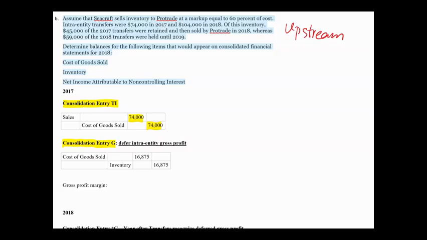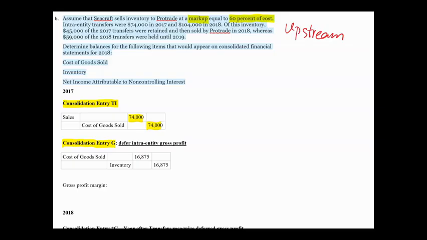At the same time, this entry adjusts inventory back to its actual amount, because within this intra-entity sales, the seller is selling to the buyer at a markup, and this markup overstates inventory by the marked up amount. As to the amount overstated, we use the amount of inventory unsold times the gross profit margin. And the gross profit margin in situation B is the same as in situation A.